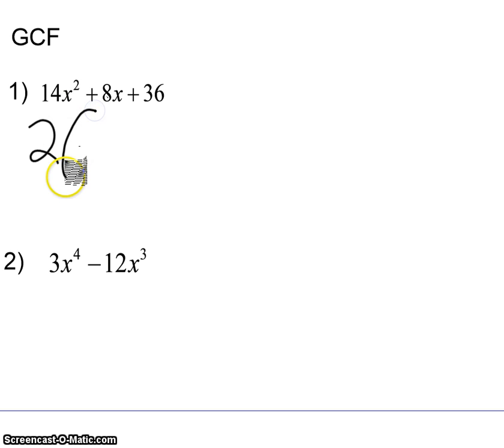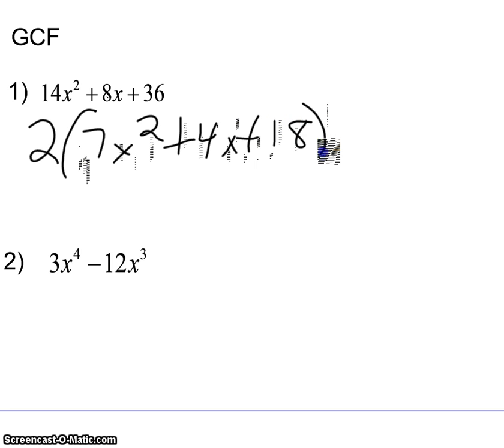Then I'm going to open parentheses, and I'm going to undistribute that 2, which is the same thing as dividing 2 out of each term. So 14x to the second divided by 2 is 7x to the second. 8x divided by 2 is 4x. 36 divided by 2 is 18.